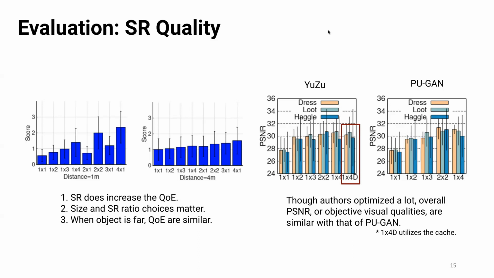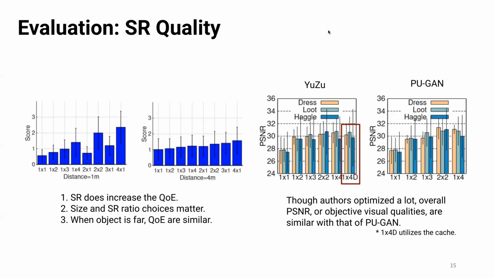The third one: the left one is the QoE when the distance between the object point cloud content and the user was 1 meter, and when it goes to 4 meters, they all become similar. So when the object is quite far from you, you may not need to upsample heavily. You can just use the smaller point cloud with a low upsample ratio.